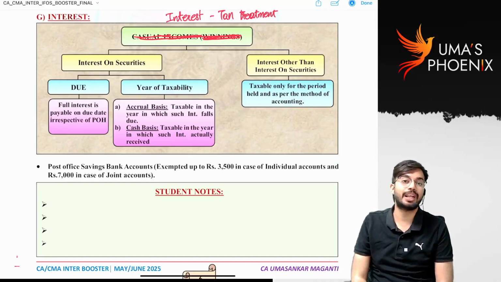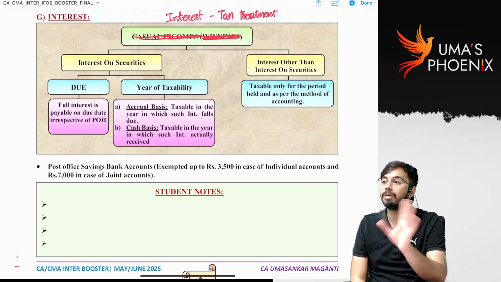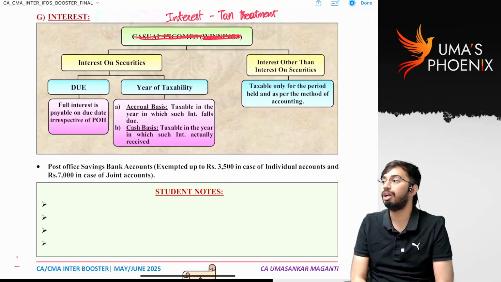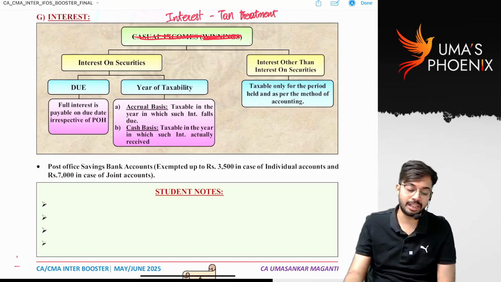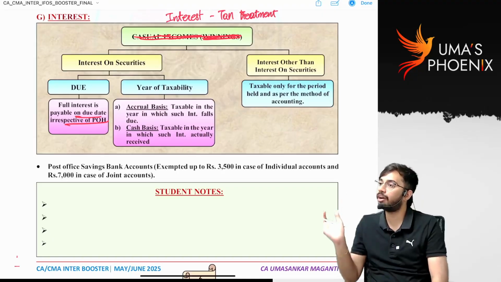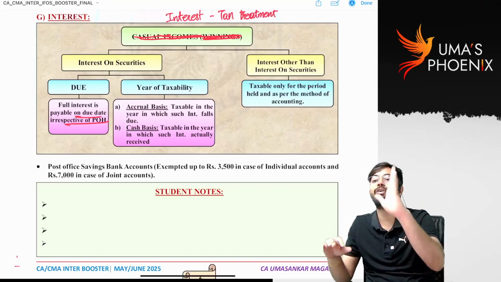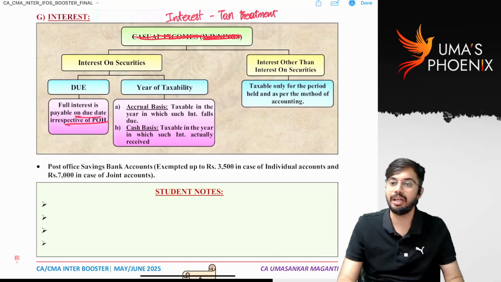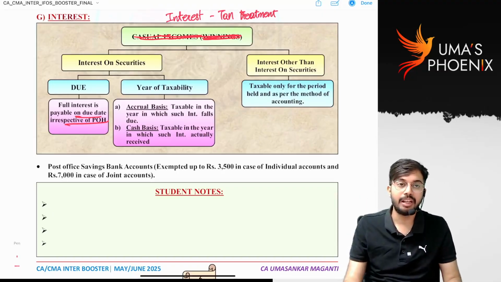So in case of securities, interest is paid not based on period of holding, but based on due date. Is it clear? So interest is payable on due date irrespective of period of holding. Even though I held it for only one day, still total 365 days interest is taxable to me. Are you able to understand? Next, year of taxability.